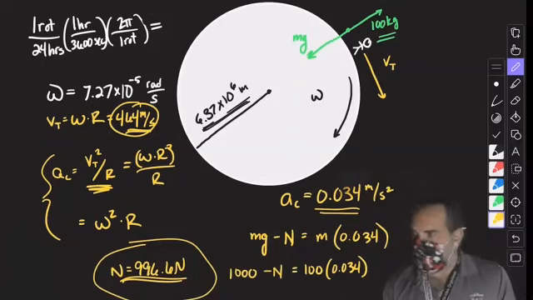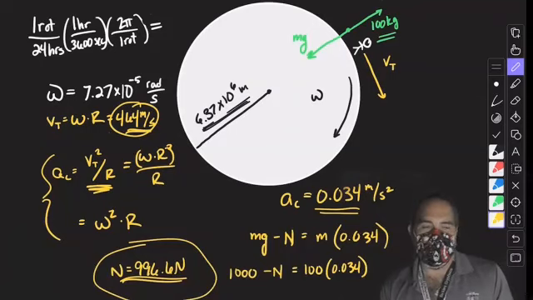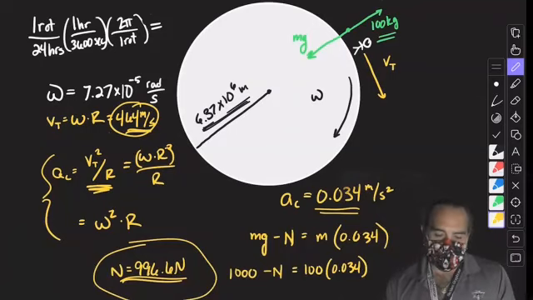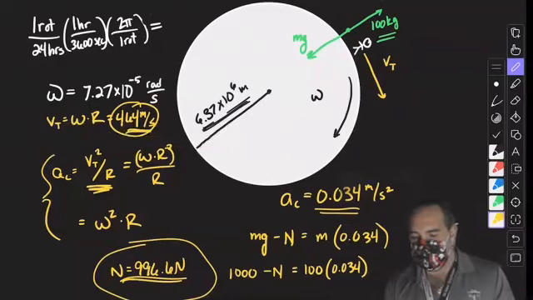All right, so that's a brief reminder of angular velocity and its relationship to linear velocity as it relates to a real problem. Any questions about this?